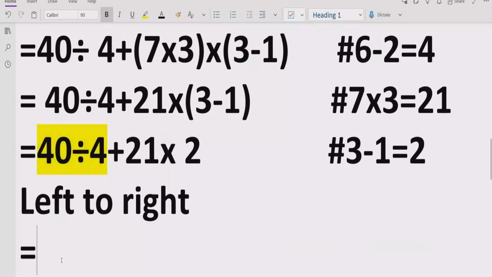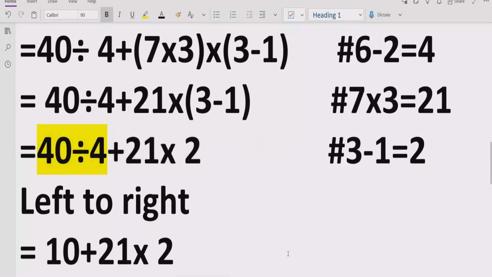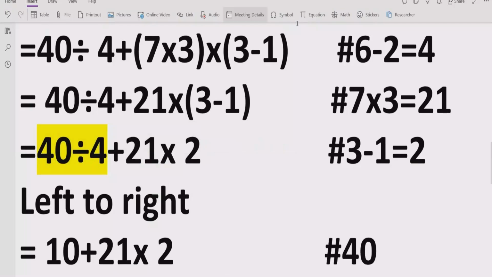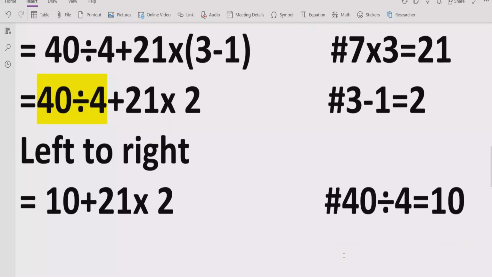So 40 divided by 4 equals 10. And this part we will write as it is. Here we will give the reference, like 40 divided by 4 equals 10. Now move forward.